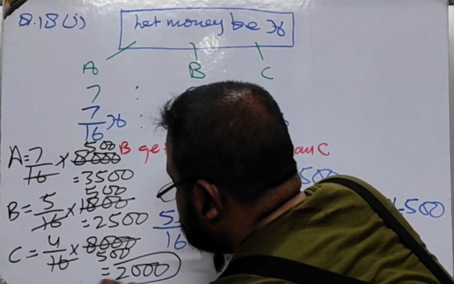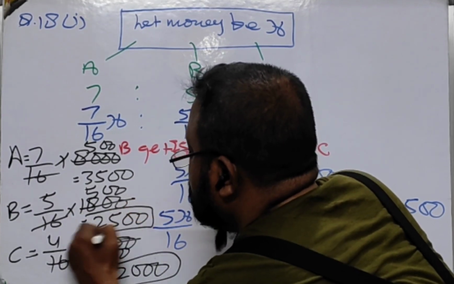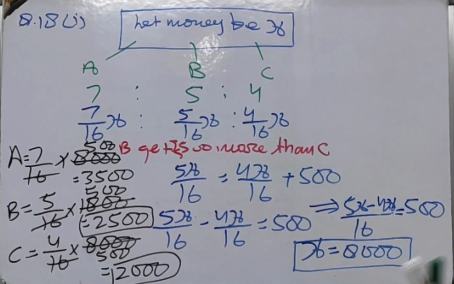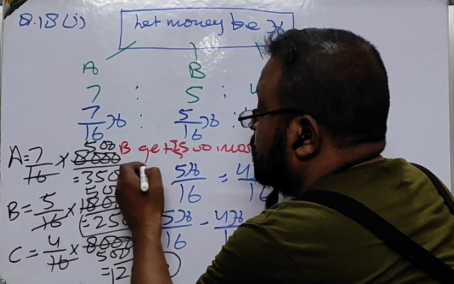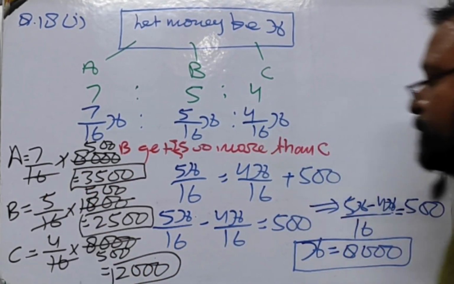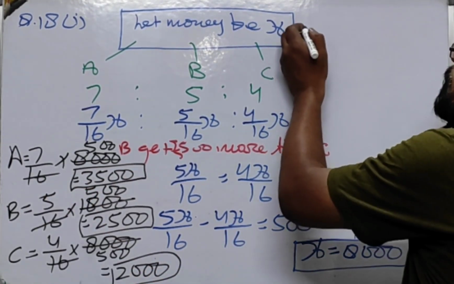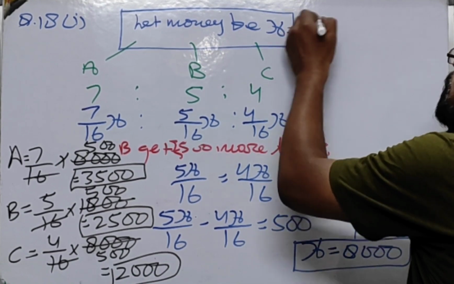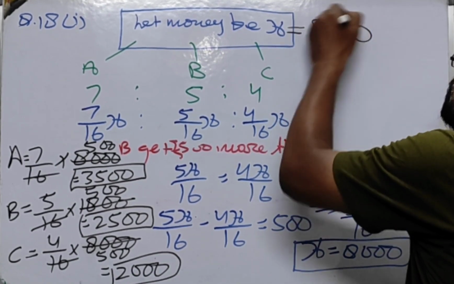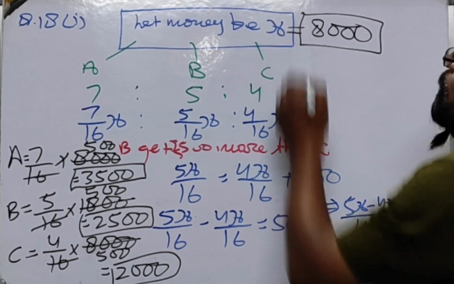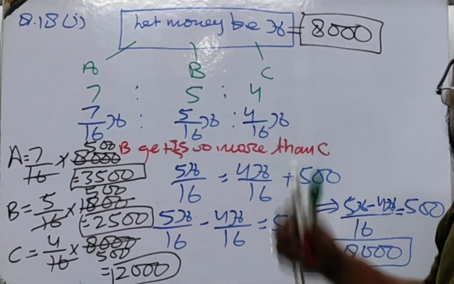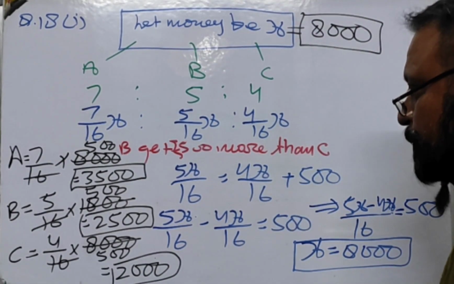So now it is clear that B is getting 500 more than C. And these are the values they are getting, right? So the total sum of money is 8000. Get it? This was question number 18, first part.